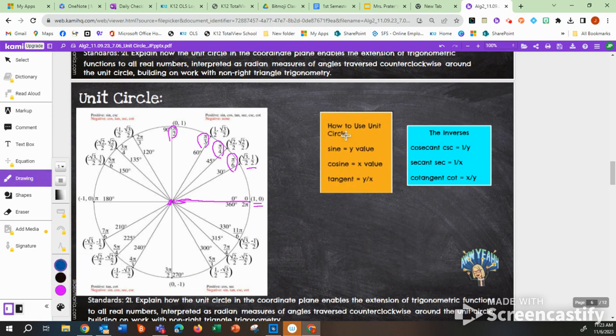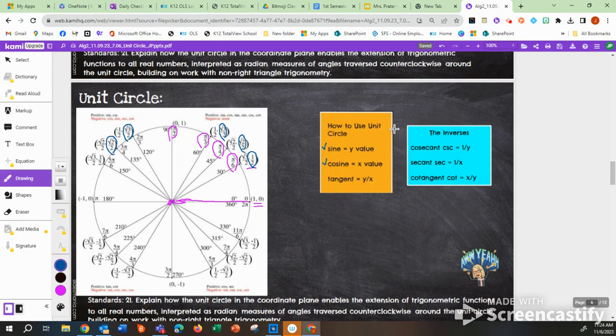So let's look in the yellow box. Sine is always going to be the y value. So you're thinking about your ordered pairs. Here are the y values. So when they're asking you for the sine of 60, it's going to be square root of 3 over 2. When they ask you for the sine of 120, it's the y value at that ordered pair, square root of 3 over 2. Sine of 135 is the y value. So sine is always the y value.